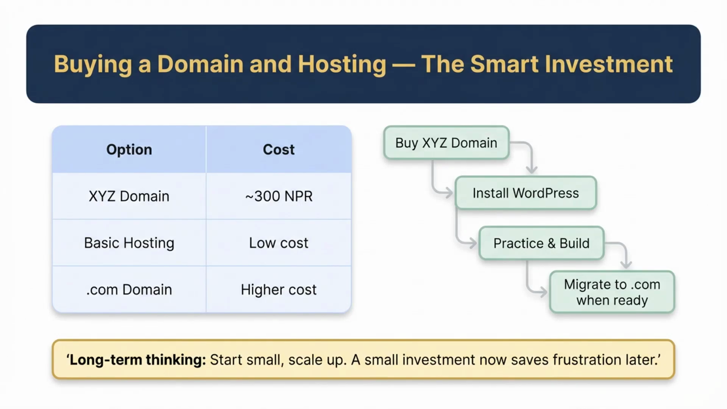If you're serious about learning WordPress, making a small investment pays off enormously. An XYZ domain costs around 300 rupees. That's very affordable. Pair it with basic hosting, install WordPress, build your skills, and when you're ready to go professional, migrate everything to a .com. The instructor emphasizes that this industry requires some investment to truly learn. Trying to do everything for free leads to constant frustration and lost work.